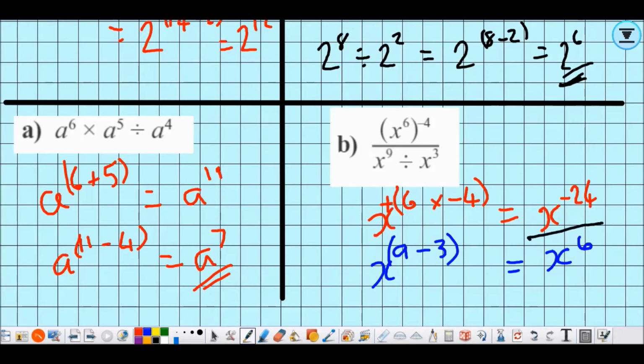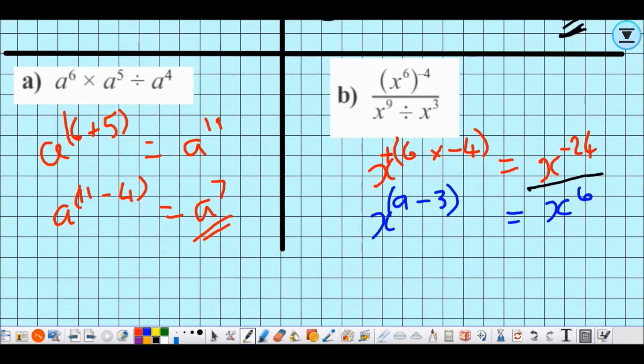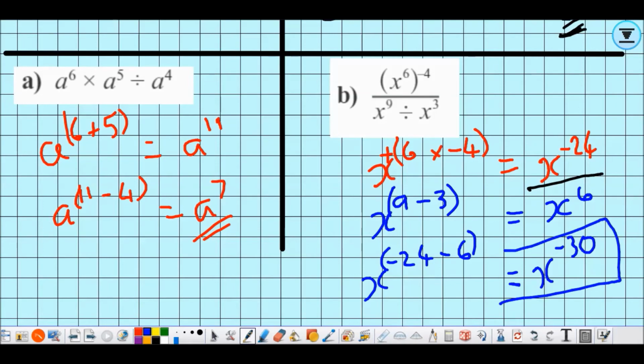Remember, this is still a fraction, so we're going to do rule number 2 again, which gives me x to the negative 24, and we're going to subtract the 6. So I'm at minus 24, and I subtract 6 from it, so it's going further into the minuses. If it was minus 24 degrees and it gets 6 degrees colder, it would end up being x to the minus 30, and that's my answer.